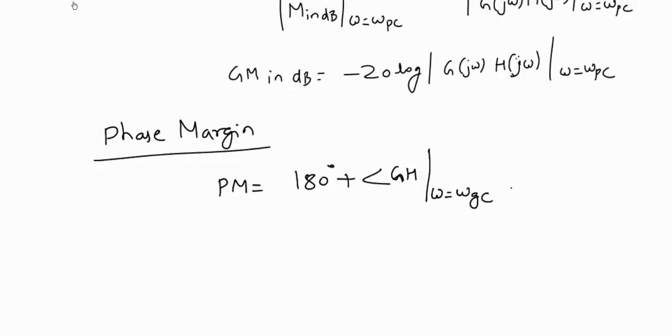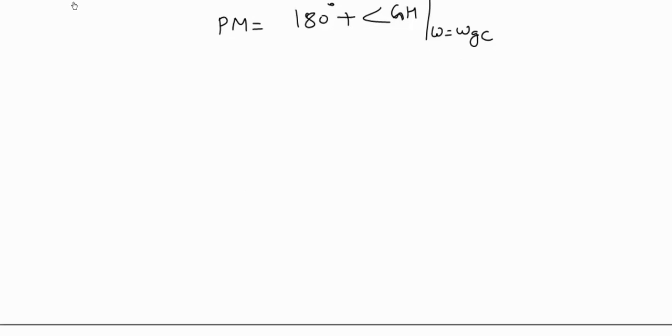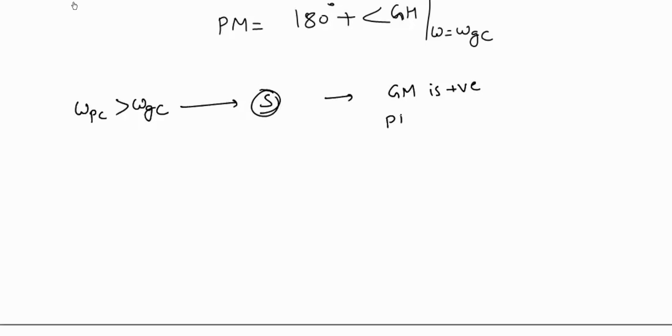Now, depending on the gain margin and phase margin and the positions of gain crossover frequency and phase crossover frequency, we can define the stability of a system. So there are cases over here. First is when omega pc is greater than omega gc. In this case, the system is stable and gain margin is positive, phase margin is also positive. Both will be positive, gain margin as well as phase margin. Gain margin is positive in decibels actually.